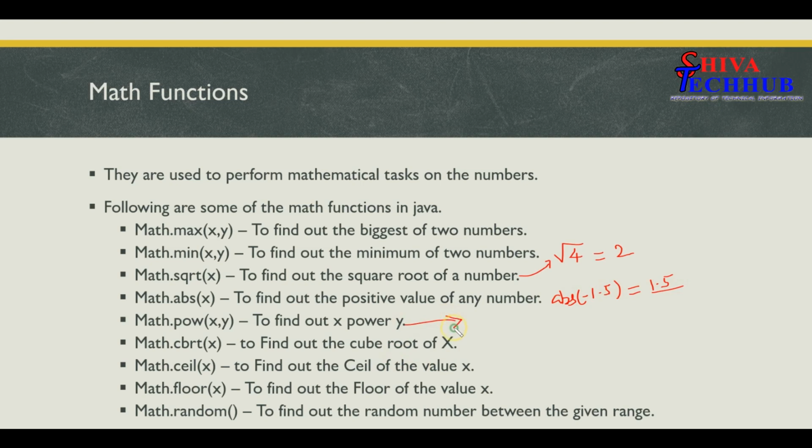Now, when it comes to power, or POW of x comma y, it will raise the number x to the power of y. That is how it will work. For example, the x value is 2. If we consider the y value is equal to 3, then power of 2 comma 3 will print 8, right? So this is how the power function works.